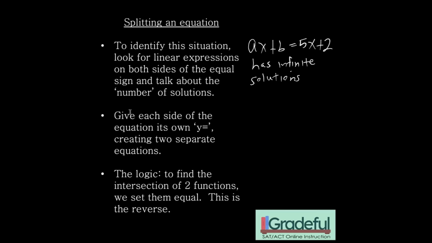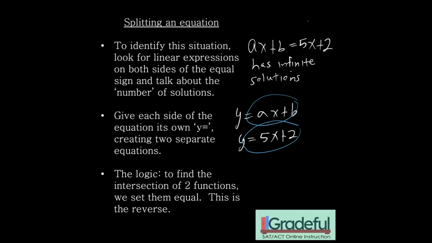Now, what you want to do is give each side of the equation its own y equals equation. So you're splitting it into two separate equations, hence the name. Y equals ax plus b and y equals 5x plus 2. Now, the logic behind this is that if you were asked to find the intersection of two functions, what we would usually recommend is setting them equal. This question is the same thing in reverse. It's the opposite. You already have these two things set equal, and now you have to make some sense of it. So let's try an example.